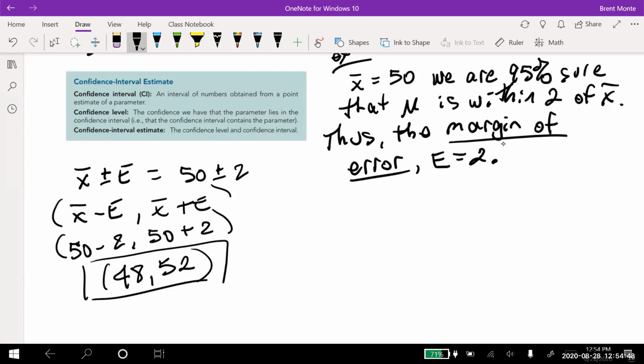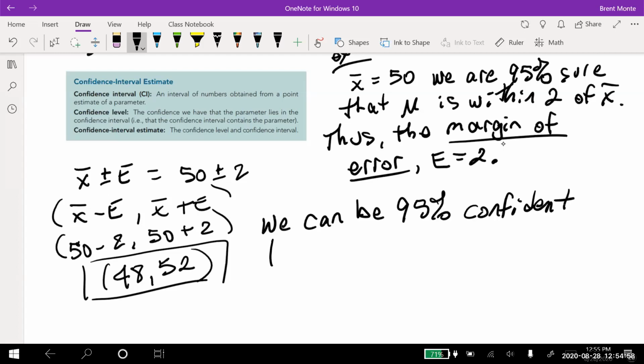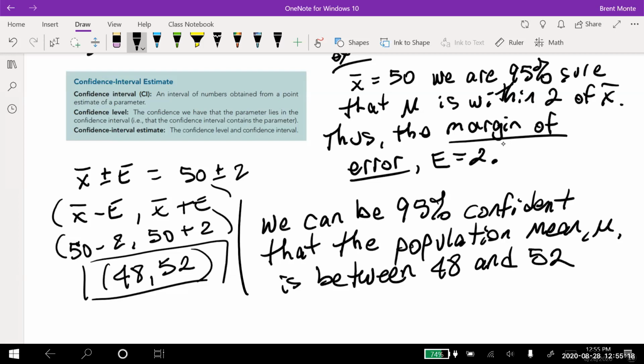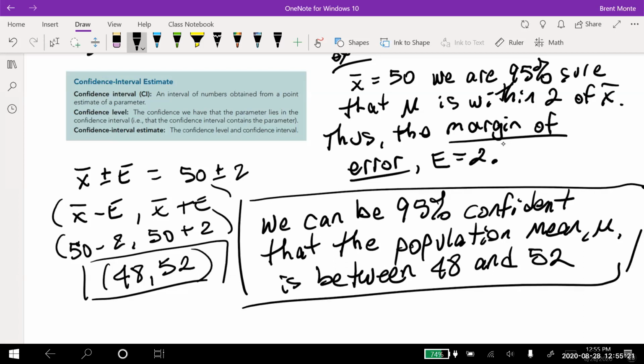And so we would word it something like this: we can be 95% confident that the population mean mu is between 48 and 52. That's the idea. That's how we word it. That's how we do our confidence intervals.